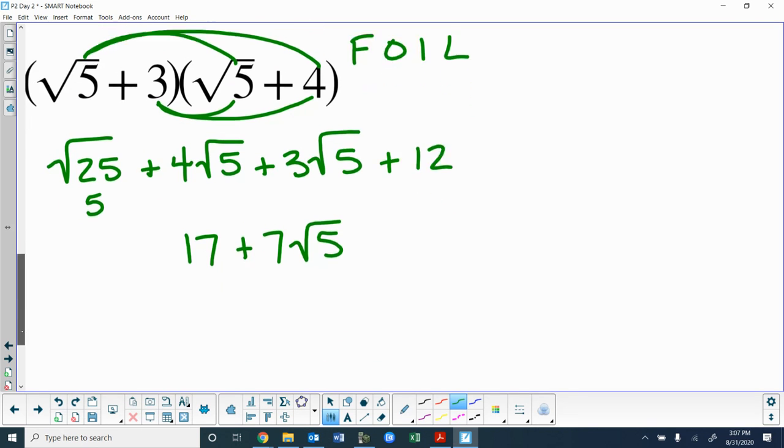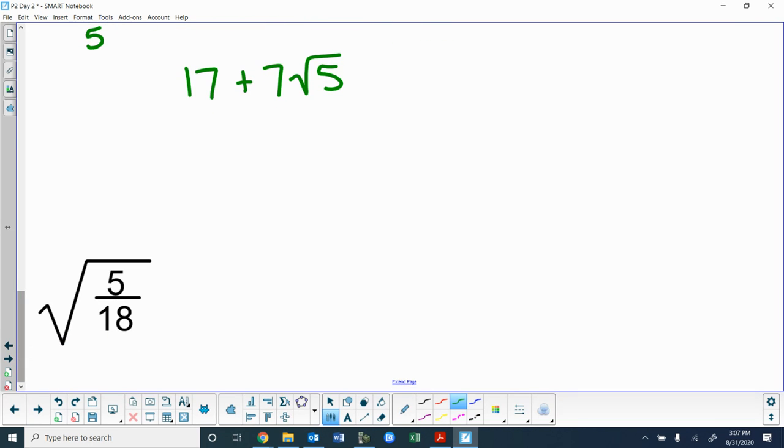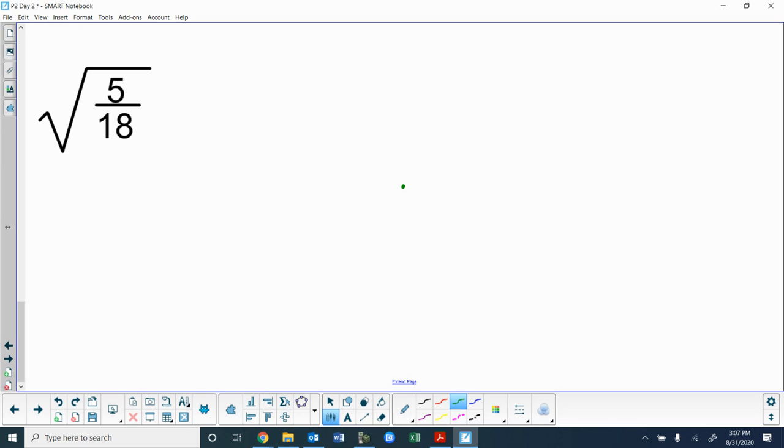And then the last type of problem is you're going to simplify a radical. If this is a regular square root, and if you remember from last year, we are not allowed to have a radical in the denominator. So think about this problem like this.